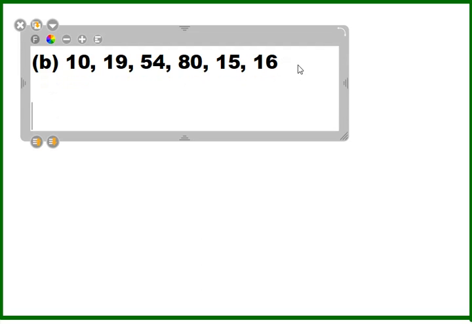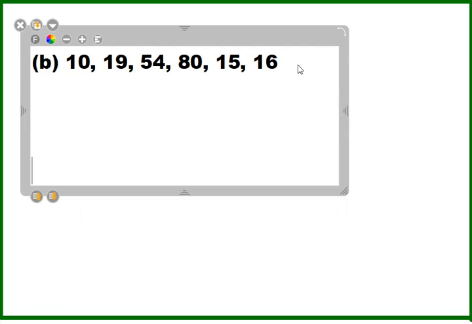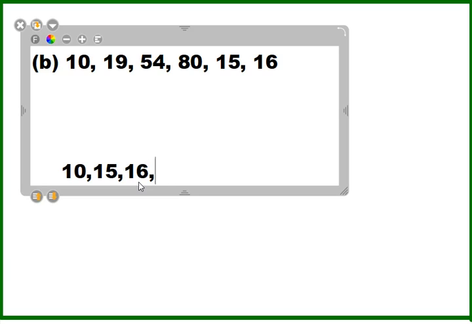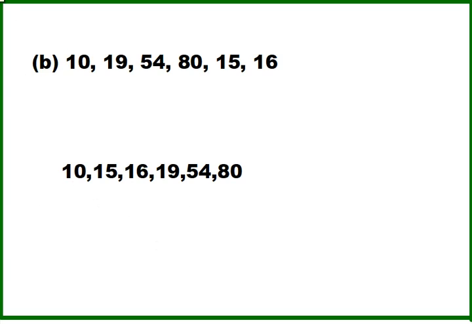So let's order our list before we look for the median. So we have 10, 15, 16, 16, 19, 54, 80, and 246. We always have to make sure that the number of digits in our new ordered list is still the same, so we didn't miss a number. So let's look for our median.